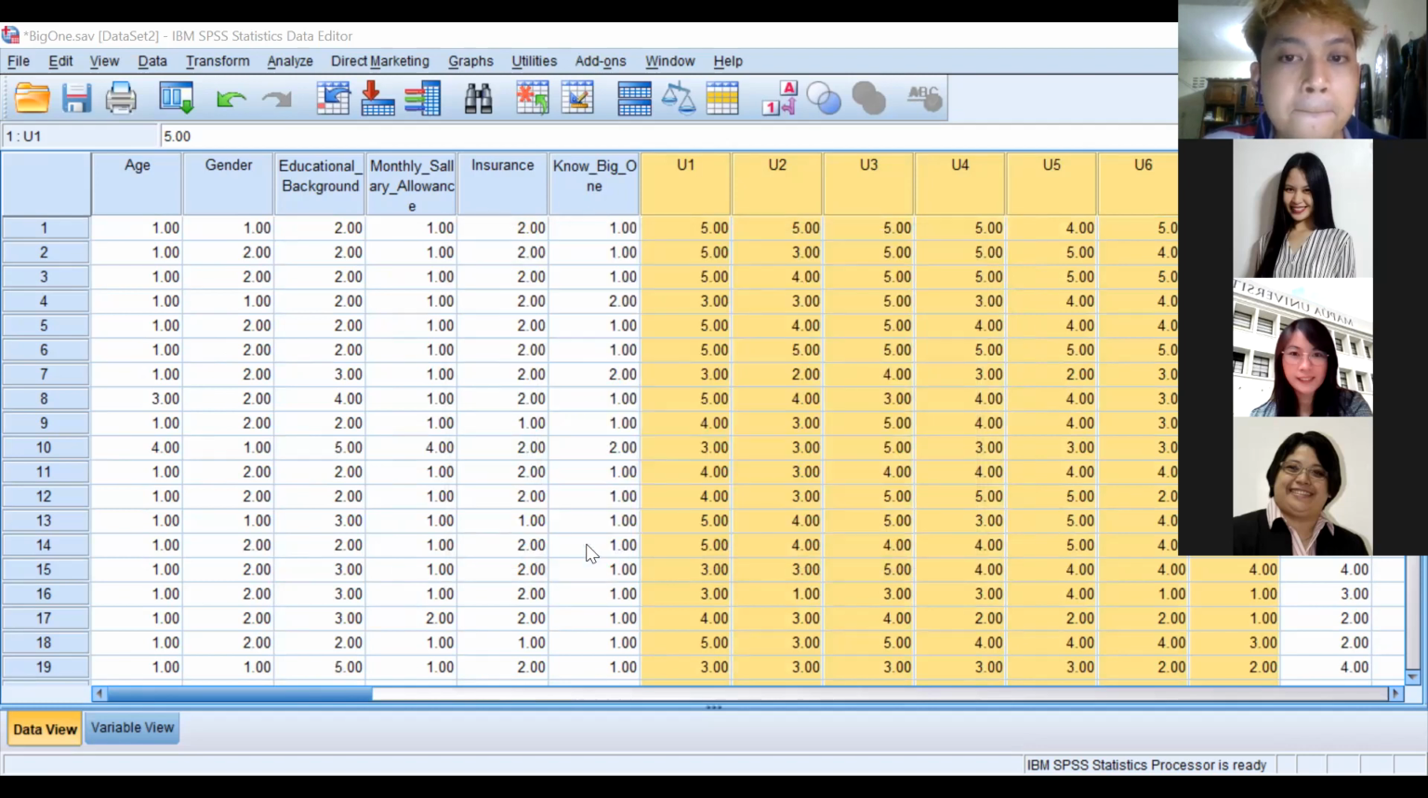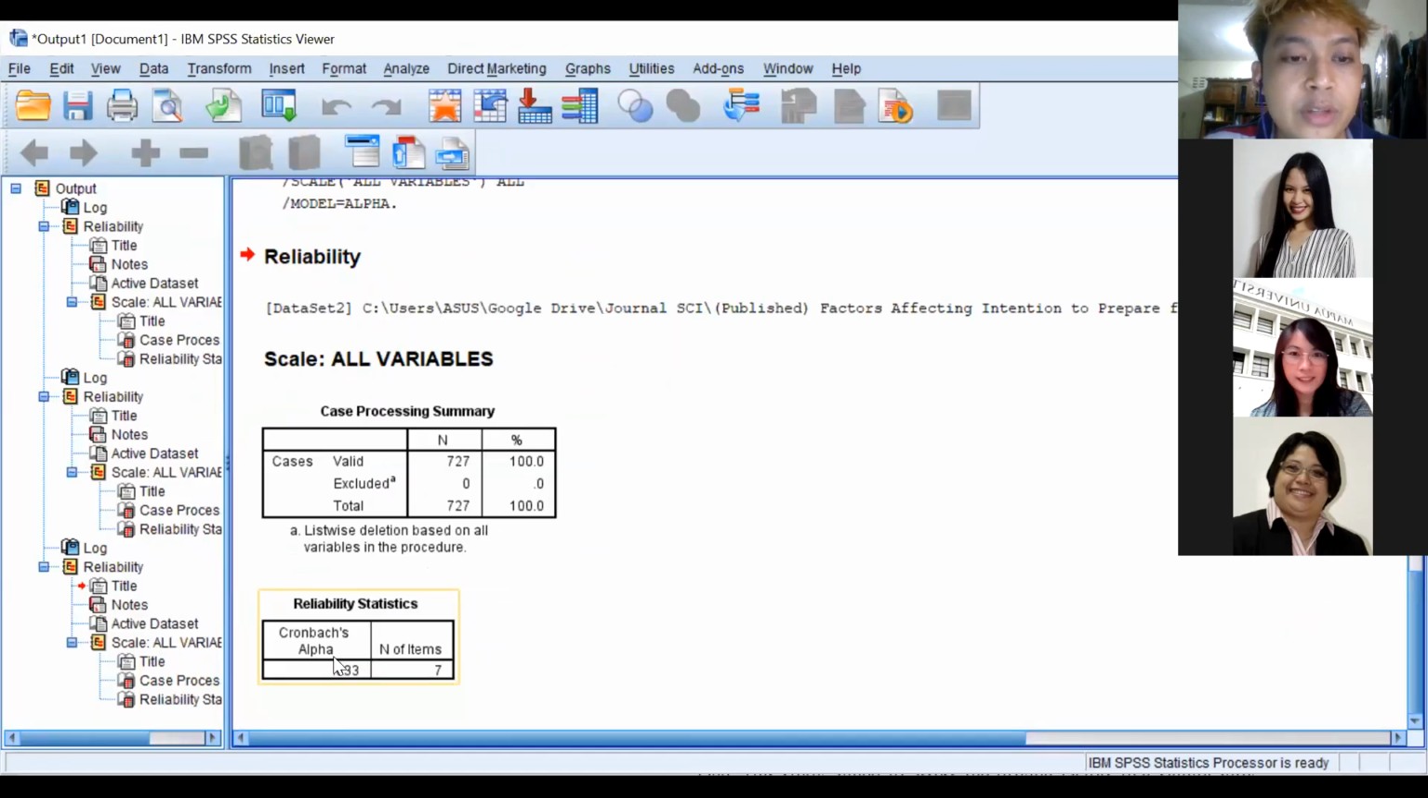Can you show the result? The result is here. This is the result: Cronbach alpha 0.833 from 727 participants. You got what I'm talking about. Okay, right? I saw it.